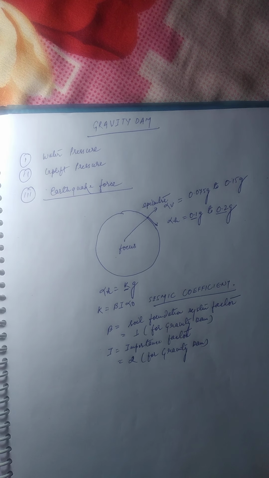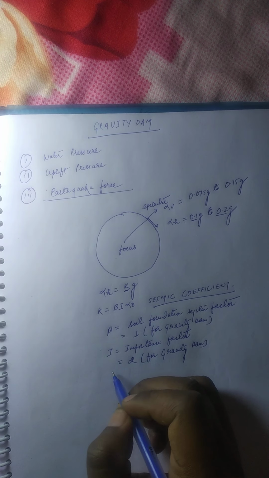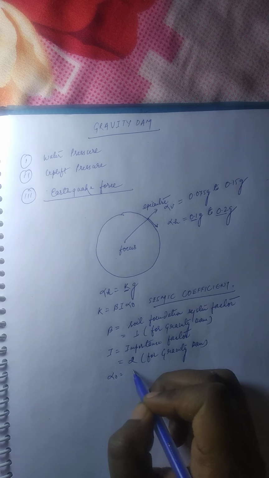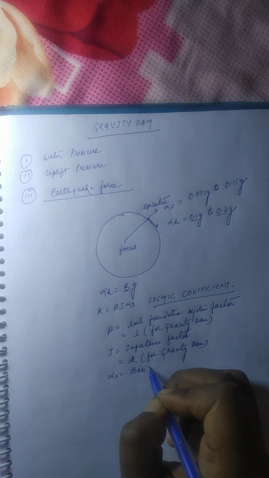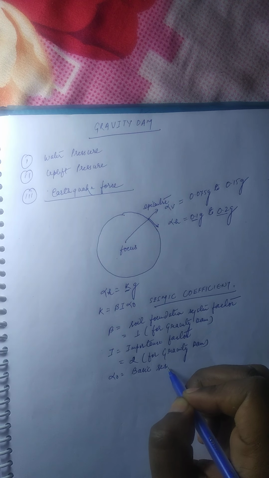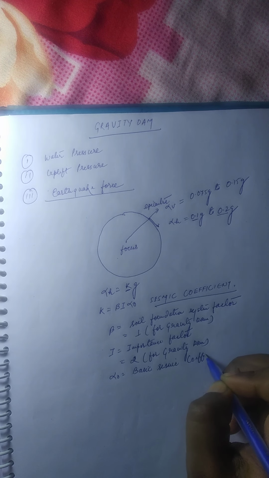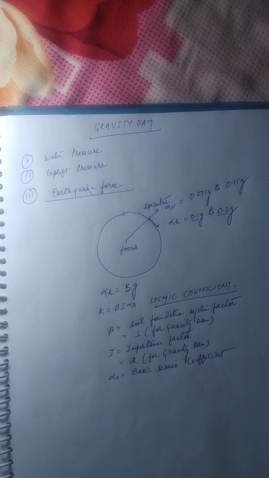And alpha naught is called the basic seismic coefficient. Alpha naught is what? The basic seismic coefficient, and this value of alpha naught depends upon the zone. We know that India is divided into 5 seismic zones. Let's see the table first, then we will try to understand.